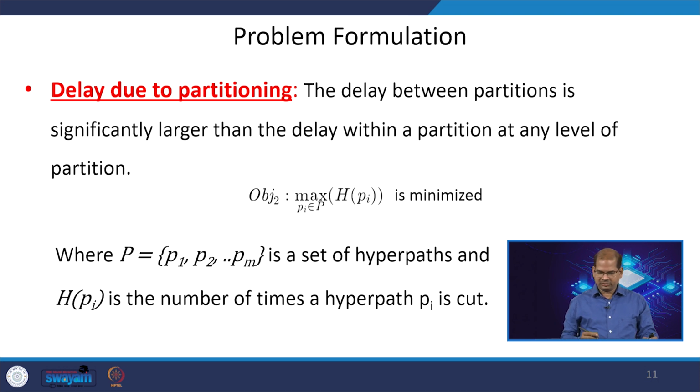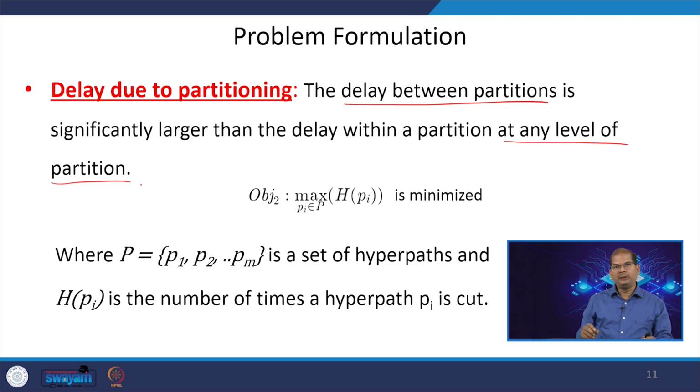Then we have another objective. So, this is the second objective function. Here the objective is that the delay between the partitions is significantly larger than the delay within the partition at any level of partition. So, if I look at the delay inside the partition, the delay is small; outside the partition, the delay is large. So, my objective is to have fewer signals between the partitions.